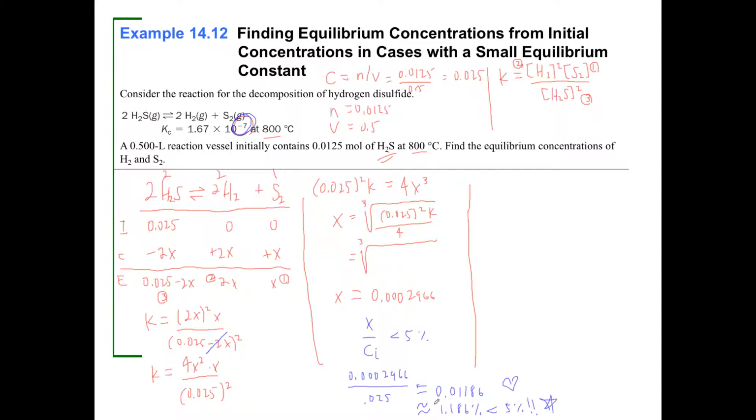Very good, though. So x over the initial concentration is definitely less than 5%. So this assumption is valid. Valid, okay? And so what that means is, let me go back to red now. That means that the final concentrations, because that's what we're looking for, equilibrium concentrations of H2 and S2. H2 is going to be 2x. The concentration of H2 is equal to 2x, which is equal to 2 times that number there.